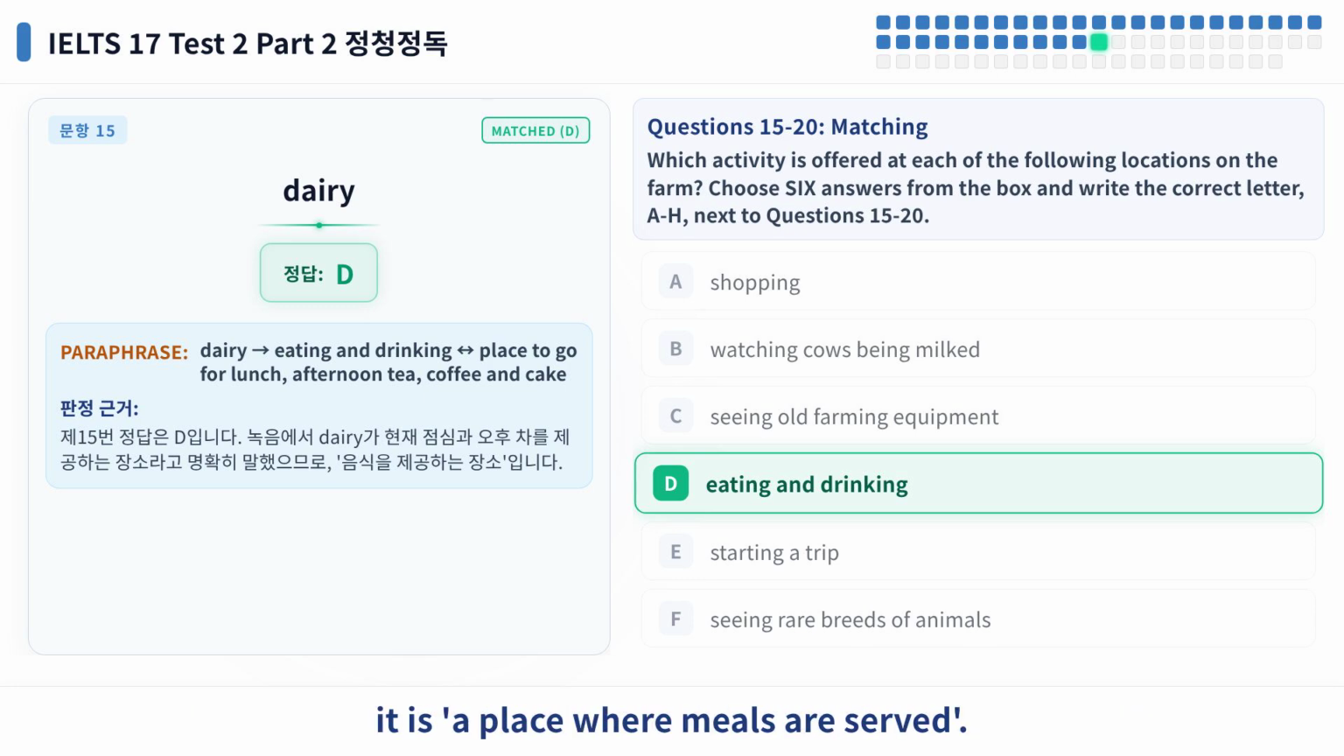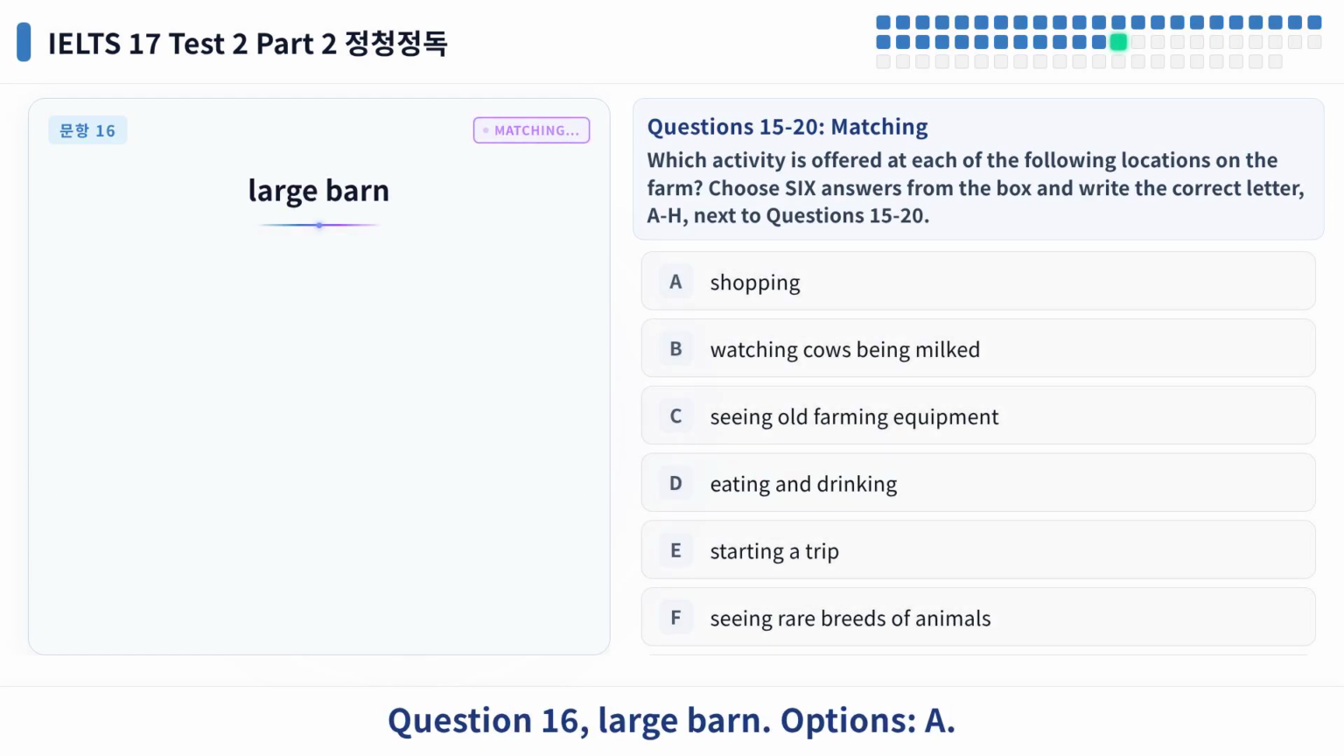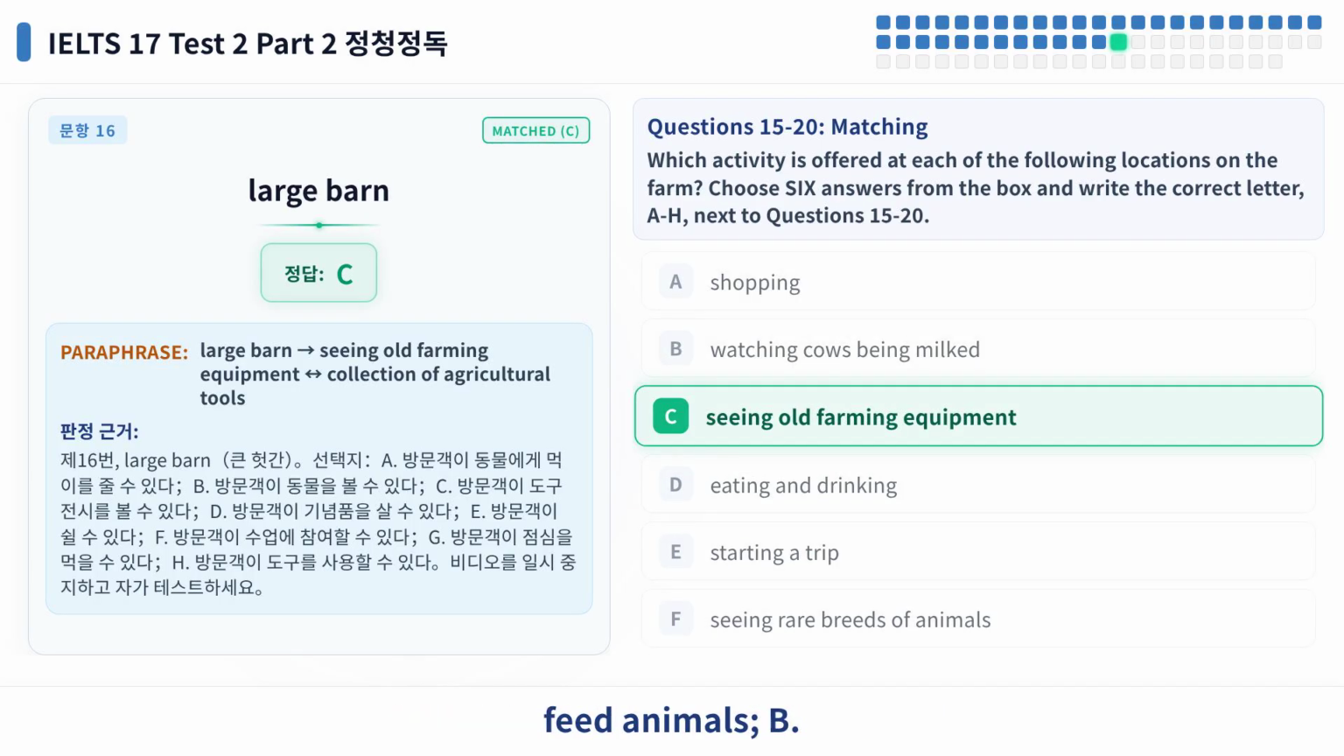Question 16. Large barn. Options: A, feed animals. B, see animals. C, see a tool exhibition. D, buy souvenirs. E, rest. F, take a class. G, have lunch. H, use tools. Please pause the video and try it yourself.